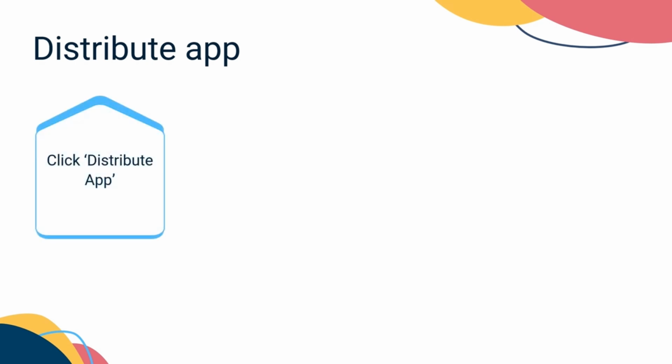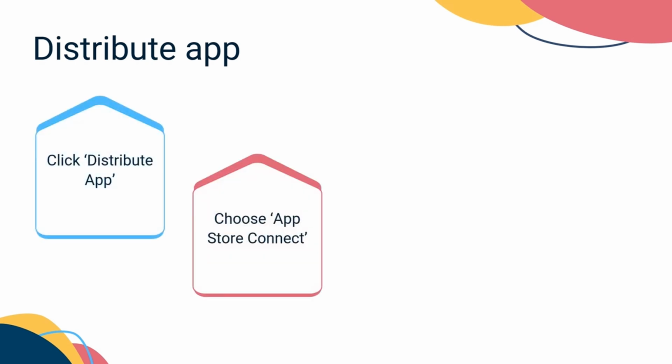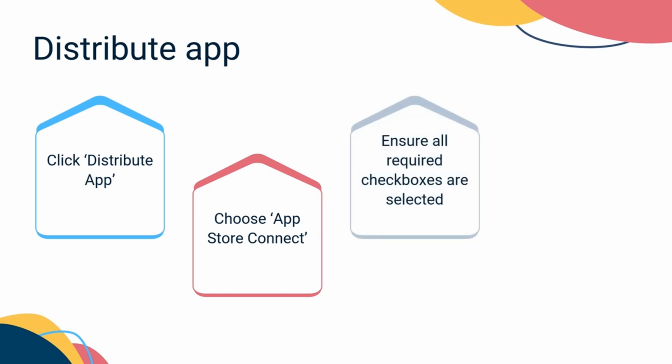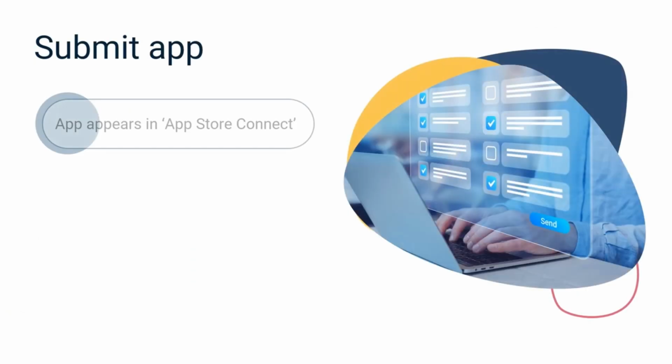Once the archive is complete, click Distribute App in the archive window and choose App Store Connect. Ensure that all required checkboxes are selected before uploading. You can manage the signing process automatically or manually, depending on your requirements. Your app will now appear in App Store Connect under TestFlight.